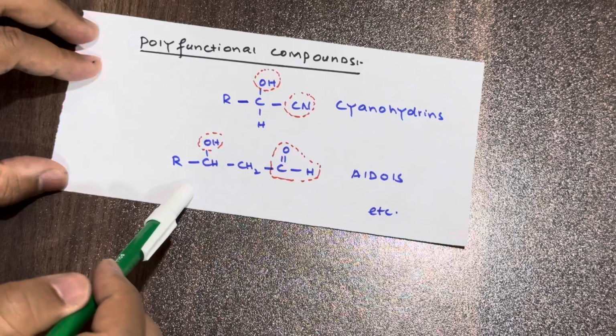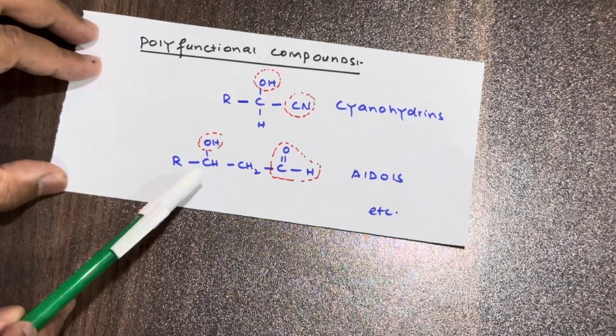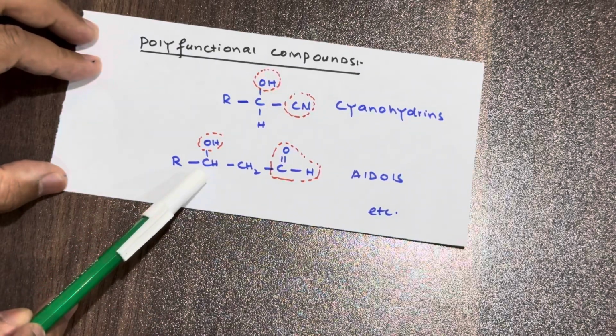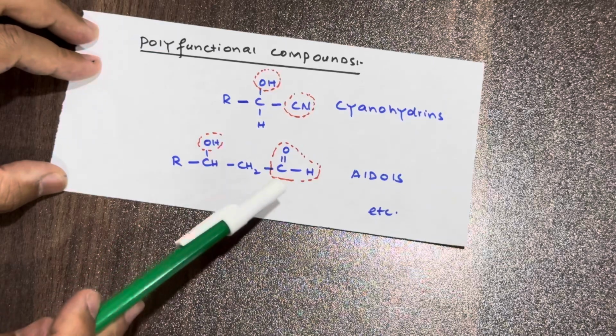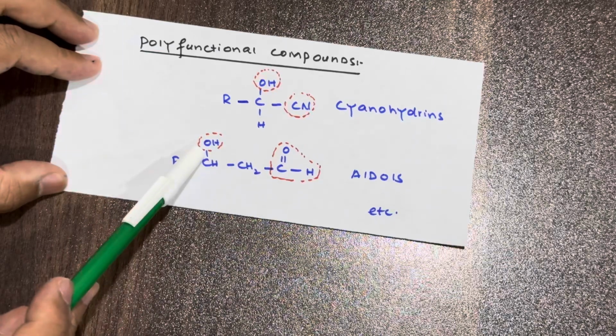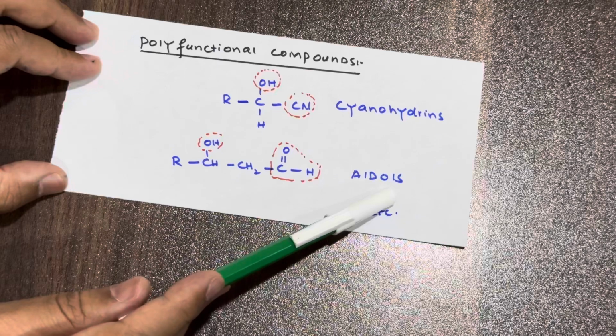Similarly, in the chapter of aldehydes and ketones, you will see this compound which is beta hydroxy aldehydes. Basically, they have an aldehyde group as well as an alcoholic group, so that's why they are called aldols.